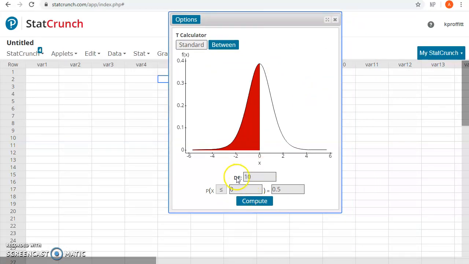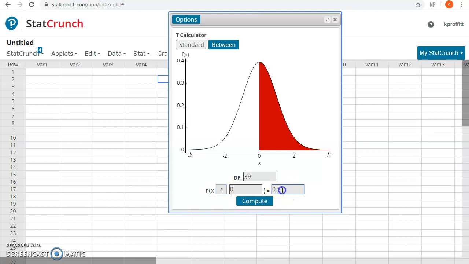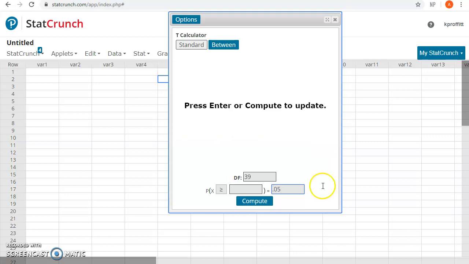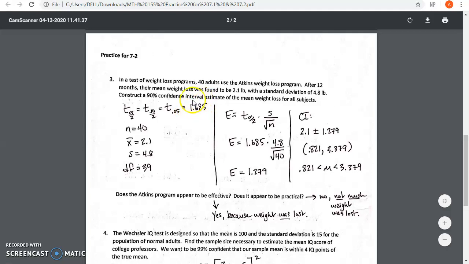Okay, look where it asks you for the degrees of freedom. The degrees of freedom, again, was the 40 in, take away 1, which was 39. So you manually type in the degrees of freedom, and the t-score is going to be greater than, and our alpha over 2 in this problem was 5%. So we're going to type in 0.05. And the critical t-value is here. That's where the 1.685 came from, right there. That's the critical t-value. 1.685. All right, so that's where this came from.